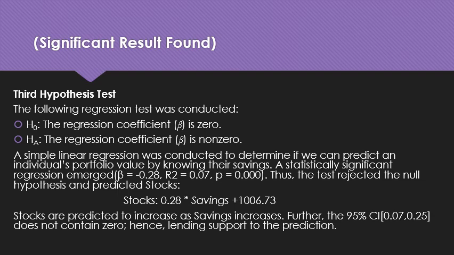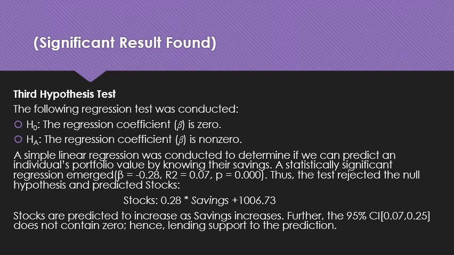Thus, the test rejected the null hypothesis, and we can predict stocks. Stocks = 0.28 times savings plus 1006.73. Stocks are predicted to increase as savings increases. Further, the 95% confidence interval does not contain 0, hence lending support to the prediction.